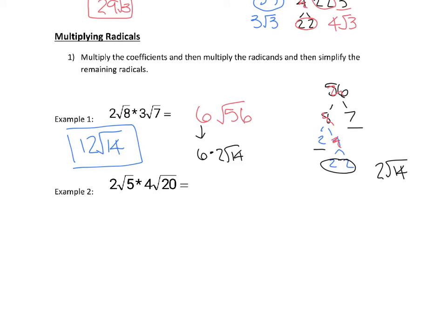Next example. Same concept. We've got 2 times 4 here, which is 8. Square root of 5 times 20 is 100. If I'm not mistaken, I like seeing numbers like 100 or 81, 25, 16, because they're perfect squares, which means they make our life 10 times easier. So we already know that the square root of 100 is going to break down to 10. So really, the problem is 8 times 10, which is 80. No radical there.